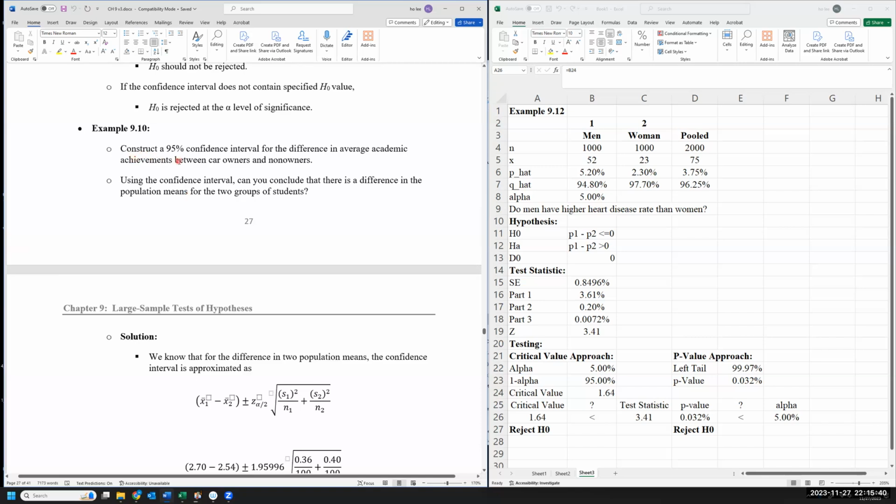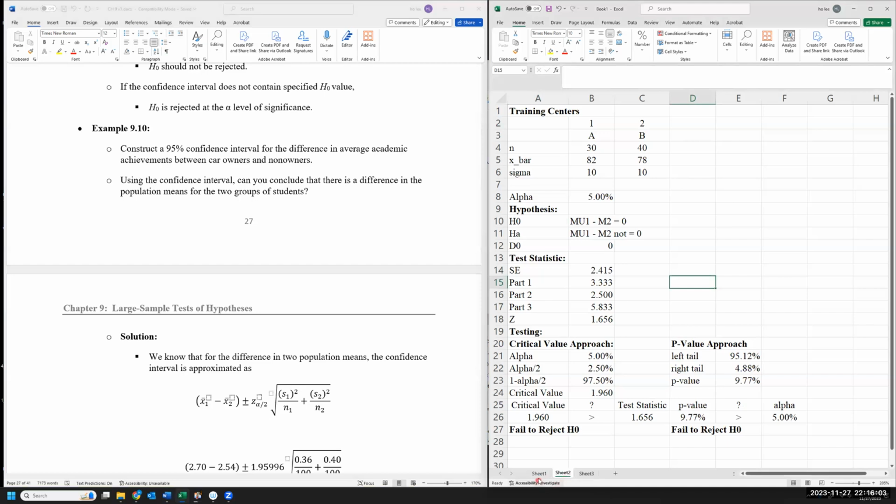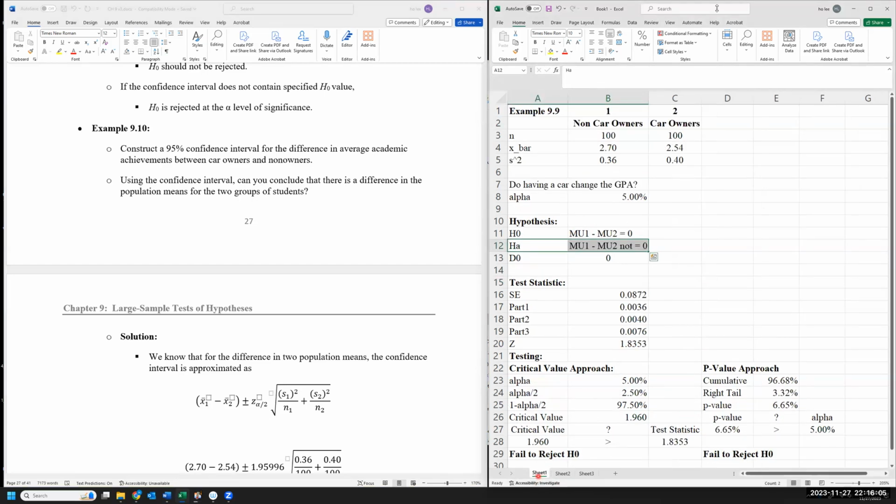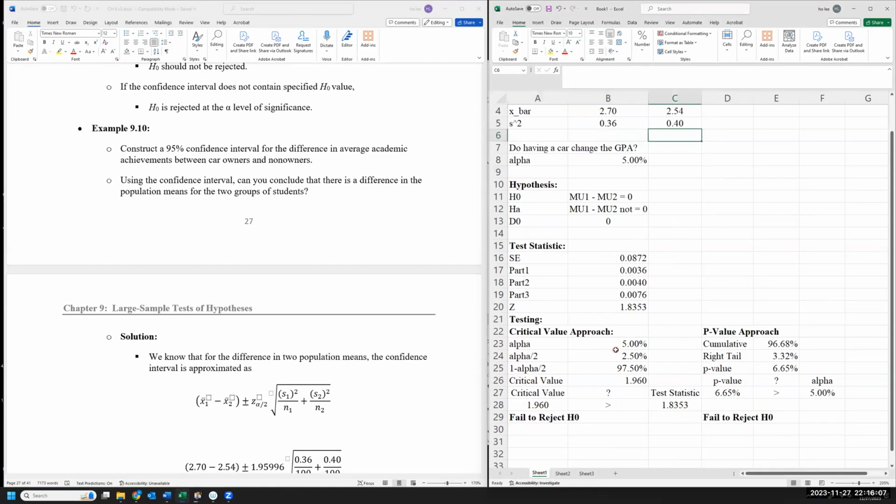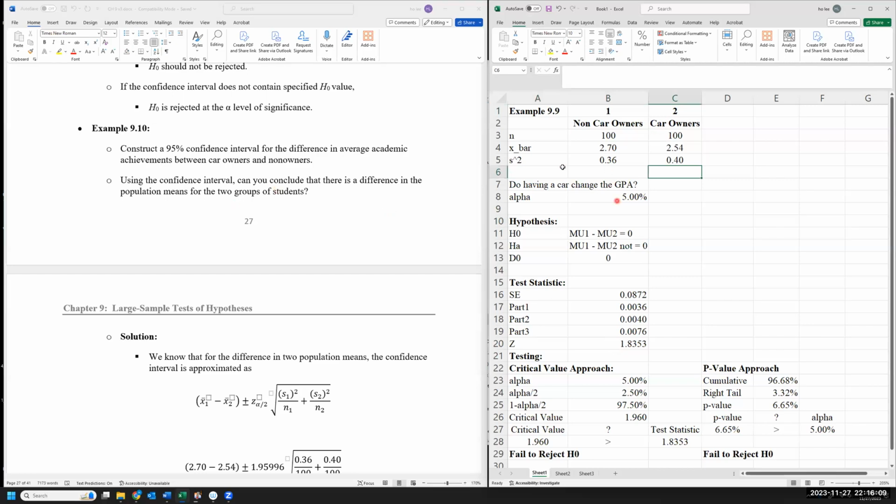Here's a quick one. Let's construct a 95% confidence interval for the difference in the average academic achievement between car owners and non-car owners. Using the confidence interval, can you conclude that there is a difference in the population mean for the two groups? We actually did this analysis. Oh, here it is. Car owners and non-car owners. Okay, so maybe we use this data.